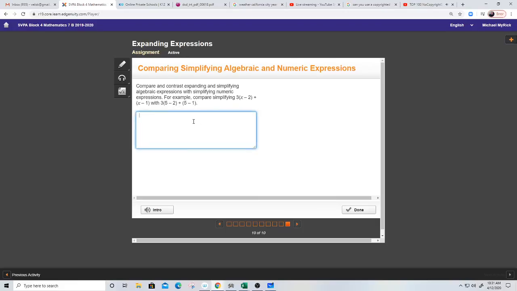So basically, algebraic and numeric expressions involve the same steps. We just work them in different directions depending on what we are doing.